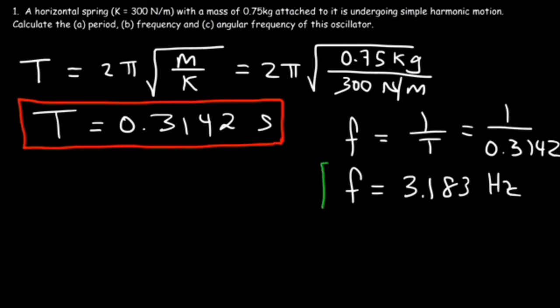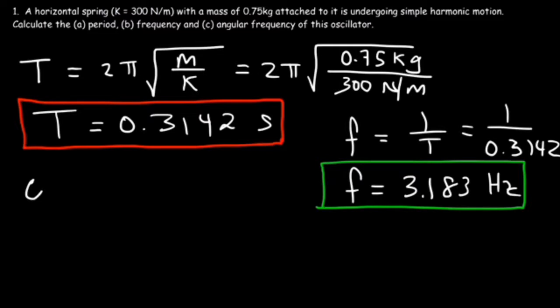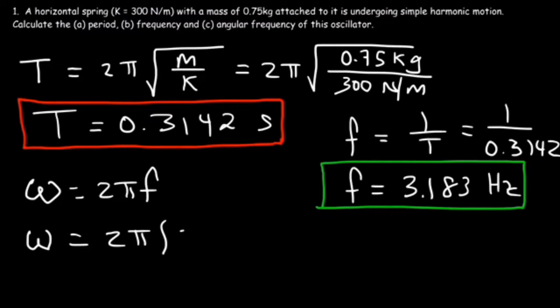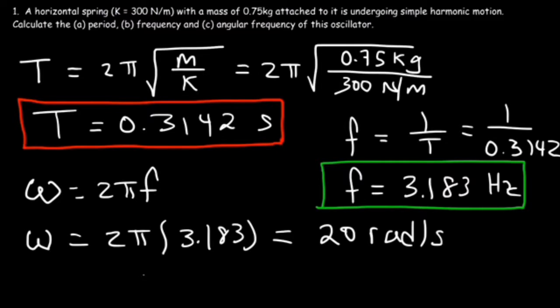Now let's move on to part C. Let's calculate the angular frequency. The angular frequency, represented by the symbol omega, is 2 pi times the frequency. So that's going to be 2 pi times 3.183 hertz. And that's going to be about 20 radians per second. And that's it for this problem.